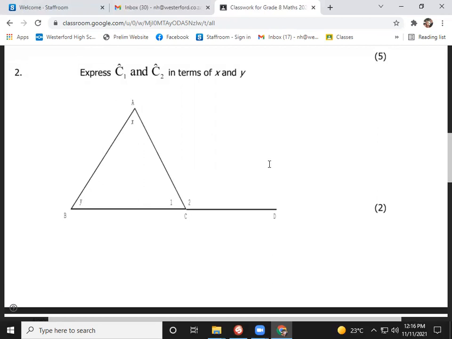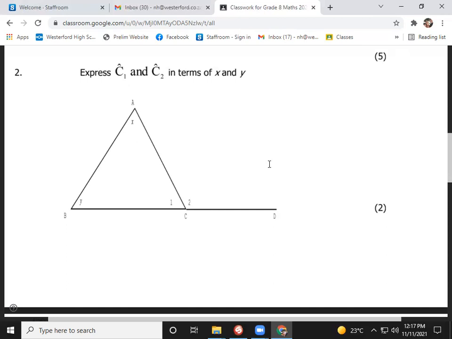This one, and C2, which is that one, in terms of X and Y. Now, guys, if the question says in terms of a variable or 2 variables, that means that you need to answer using those variables. If they say in terms of X, your answer has to have an X in it. If they say in terms of Y, your answer has to have a Y in it. If they say in terms of X and Y, your answer has to have an X and a Y in it. All right? Do we know what the value of X is?